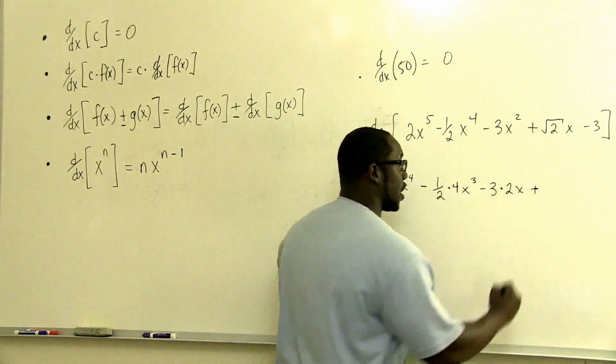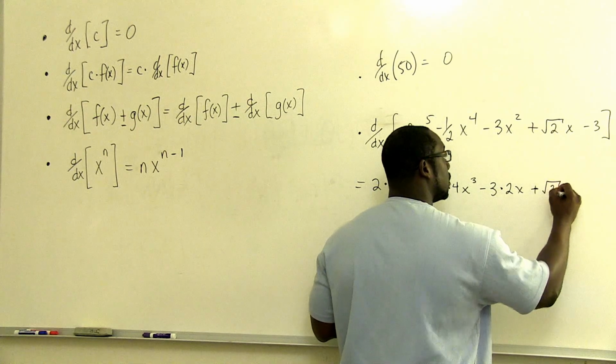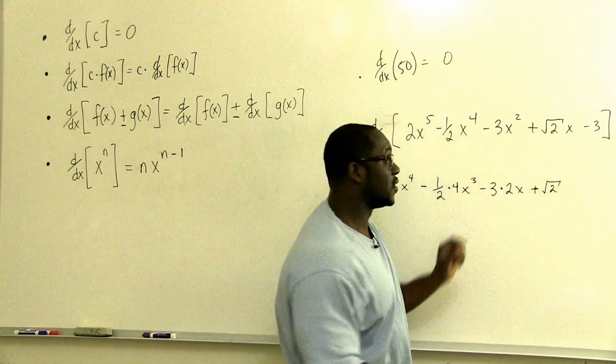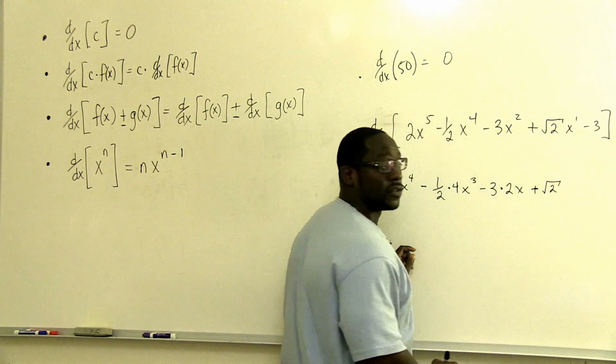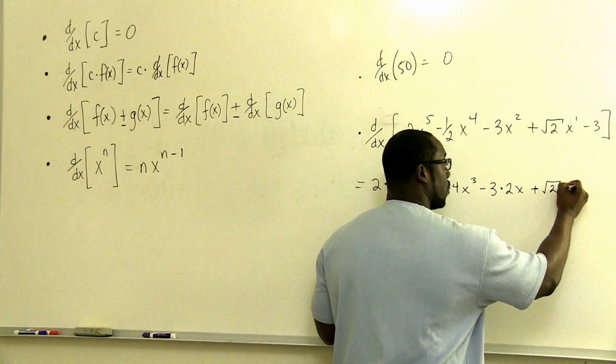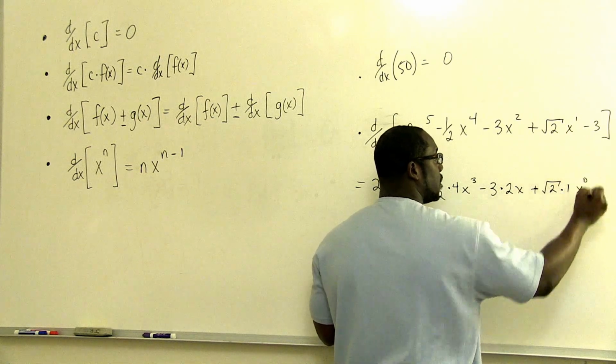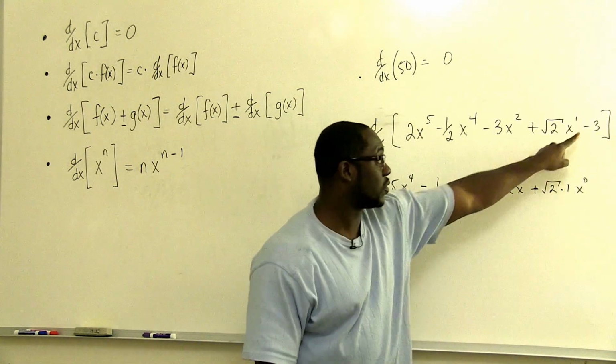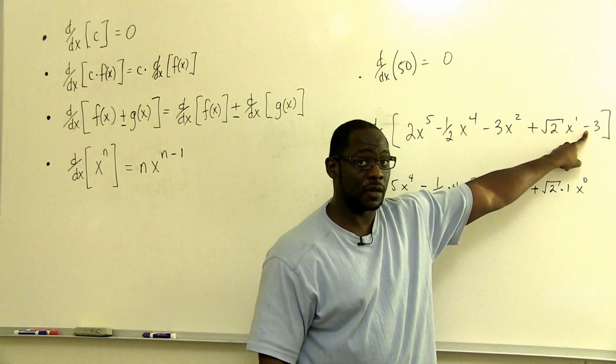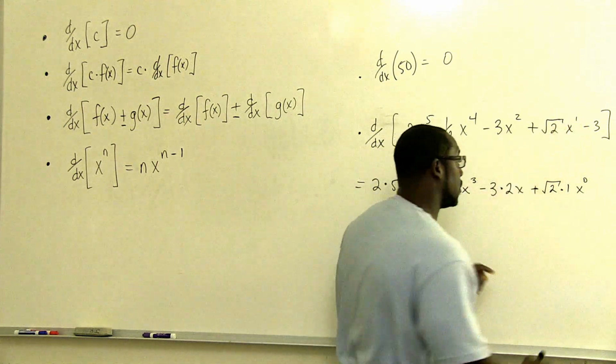Plus, our constant is square root of 2. And of course, for this one, this is understood to be x raised to the 1. So we bring the 1 over, and x to the 1 minus 1 is 0. And then, of course, the derivative of any constant is what? That's right, it's 0.